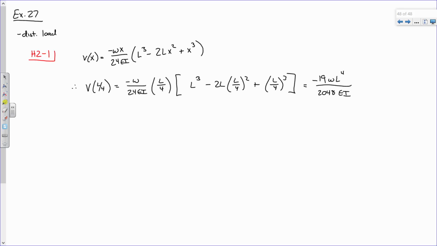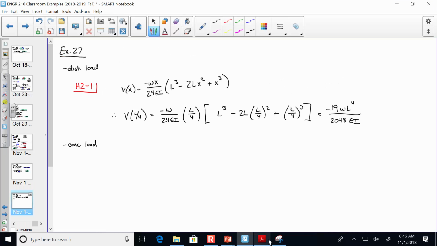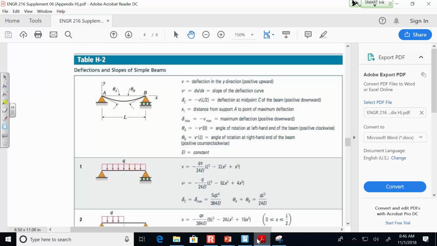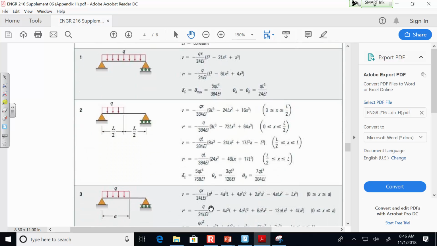For a concentrated load, or a point load, I'm going to go to the appendix and see which case I want to use.